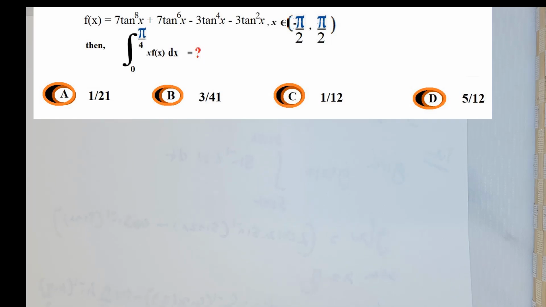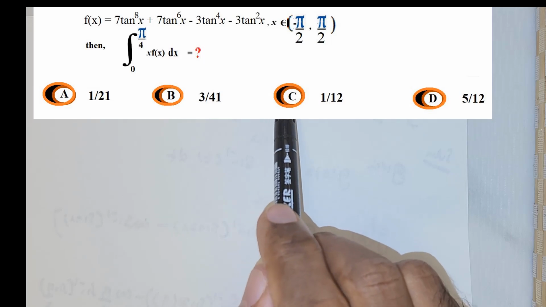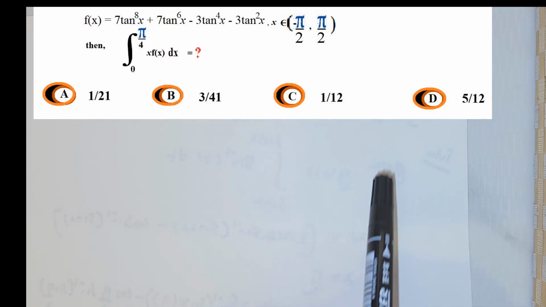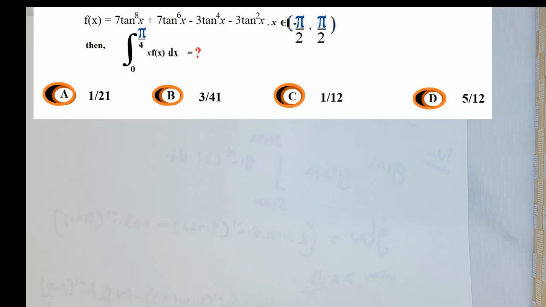This is the question given. We are expected to make the correct choice for this functional value, integral 0 to pi over 4 of x times f of x dx. You have the list of choices. Please pause the video, go through the question, work it out, and zero in on the correct choice. When we come back, let's see what the correct choice is.